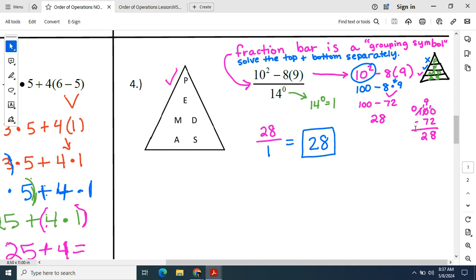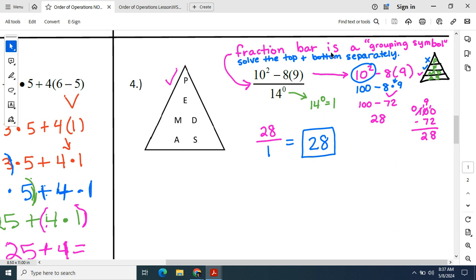I borrowed. The 1 became a 0. This 0 became a 10. Then I borrowed for this one. This 10 becomes a 9. And this becomes a 10. 10 minus 2 is 8. 9 minus 7 is 2. And then we're done. So this 100 minus 72 is 28. And then that's it. Oh, so that's the top answer. The top answer is 28, so it's in pink.